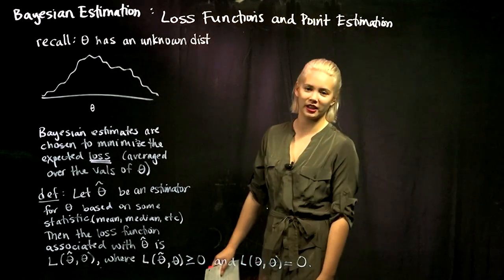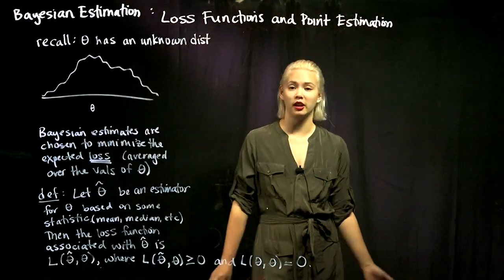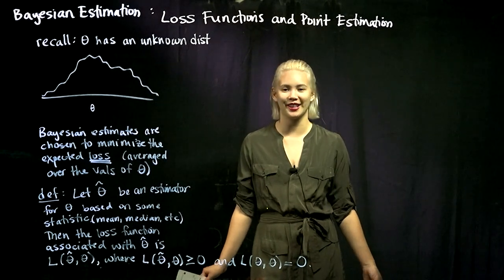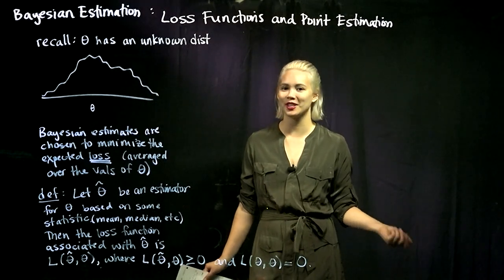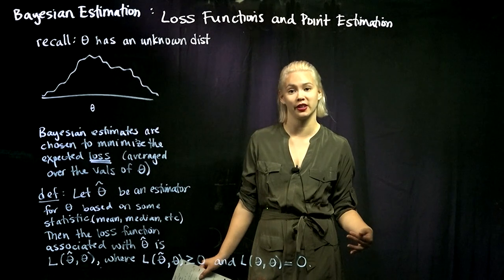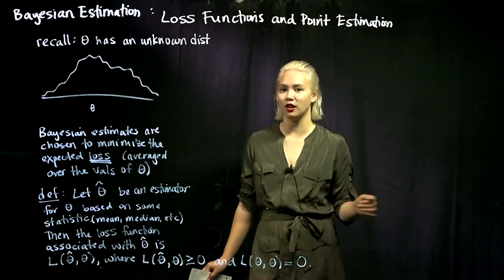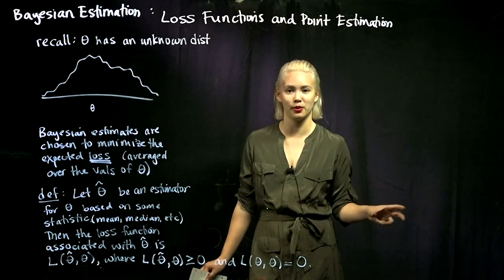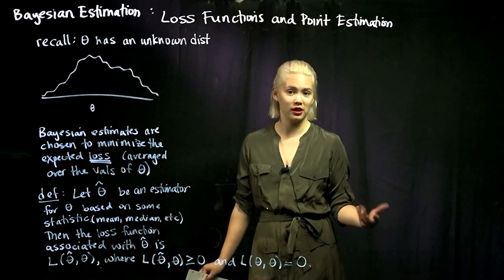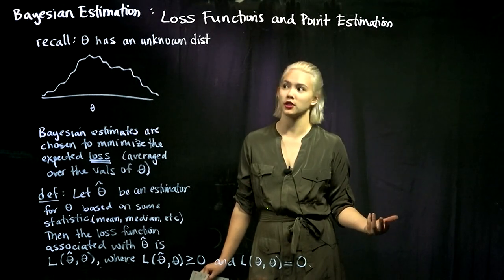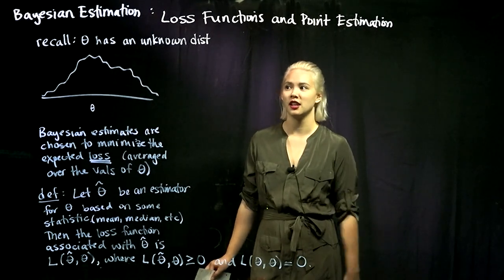In this video, we're talking about Bayesian estimation. In a prior video, we learned about how to combine prior information and our data to get what's called a posterior distribution. And I said all of Bayesian inference is based on that posterior distribution. So now we're going to do a little bit of Bayesian inference ourselves. We're going to do some point estimation.